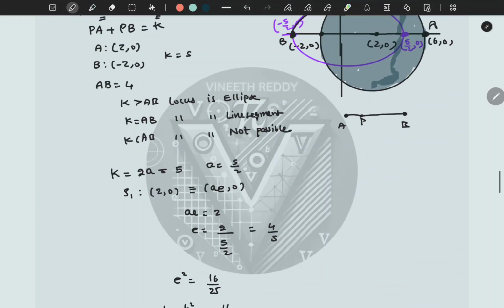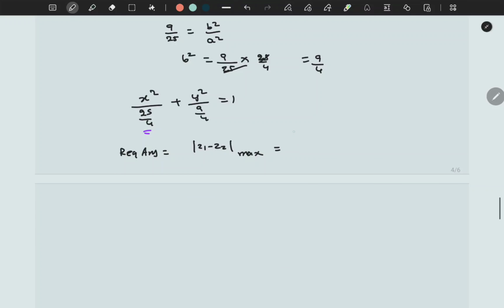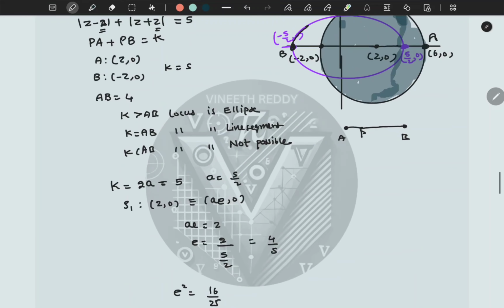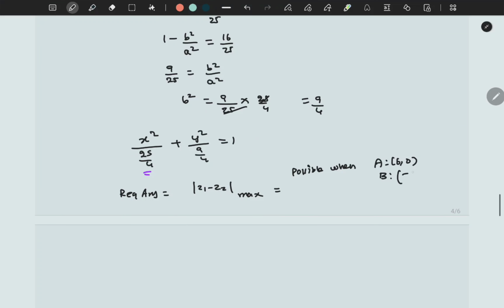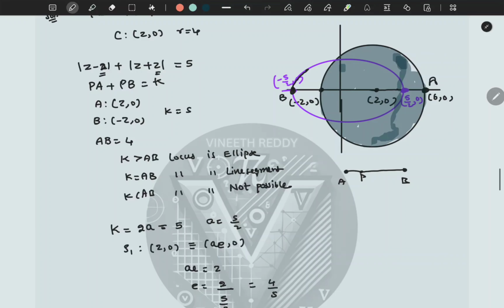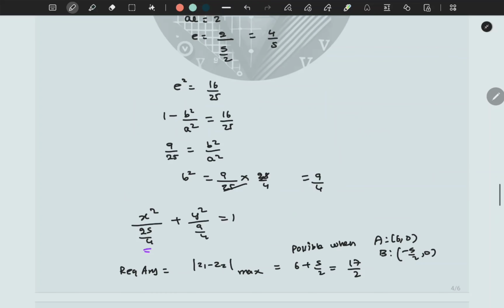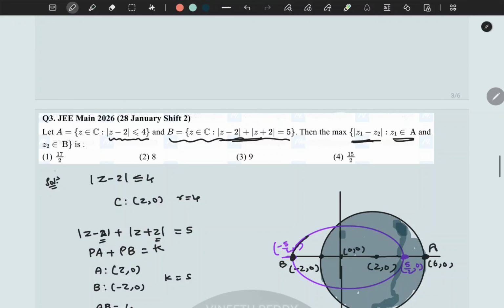This will only be possible when A is 6, 0 and B is minus 5 by 2, 0. So what will be the distance, dear students? That will be 6 plus 5 by 2. This point is 0, 0, right? So 6 plus 5 by 2 gives 12 plus 5, that is 17 by 2. 17 by 2 is the maximum value, dear students.